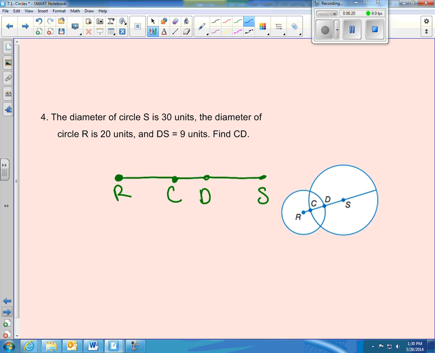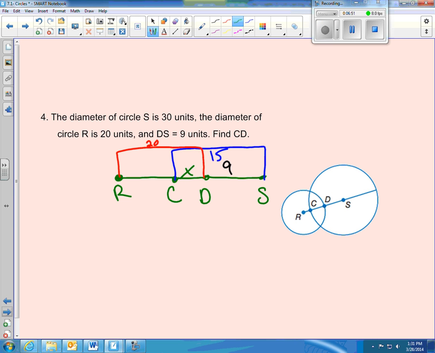So let's start with, the diameter of circle S is 30. So that means from S to C is a radius, and that's 15. The diameter of circle R is 20, so R to D is going to be 20. We know that DS is 9. So we want to find CD.